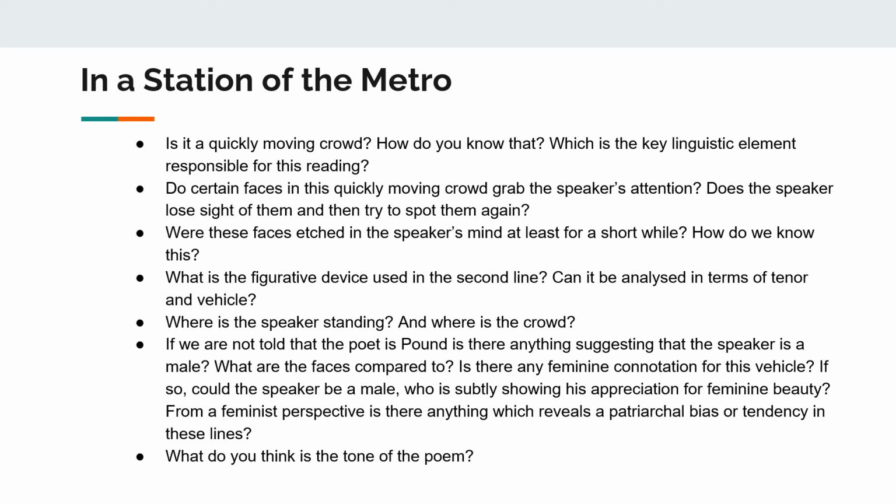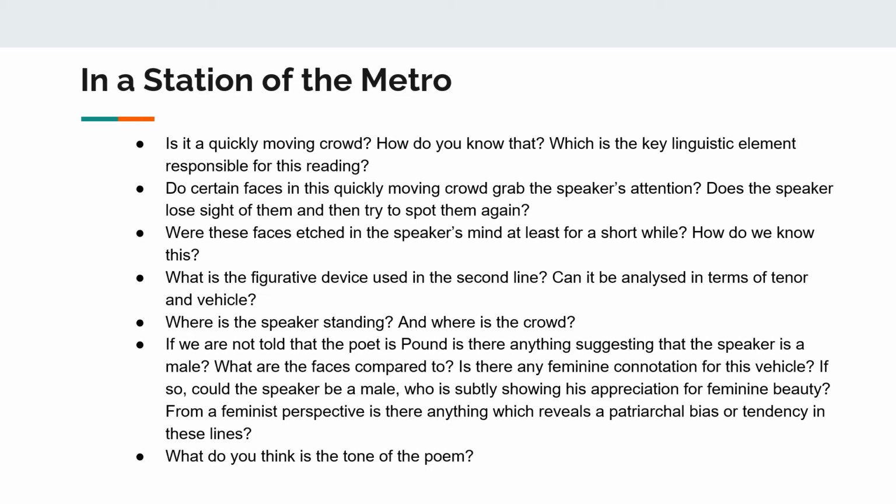Okay, is it a quickly moving crowd? How do we know that? Which is the key linguistic element responsible for this interpretation? Do certain faces in this quickly moving crowd grab the speaker's attention? And does the speaker lose sight of them and try to spot them again? Were these faces etched in the speaker's mind, at least for a short while? How do we know this?